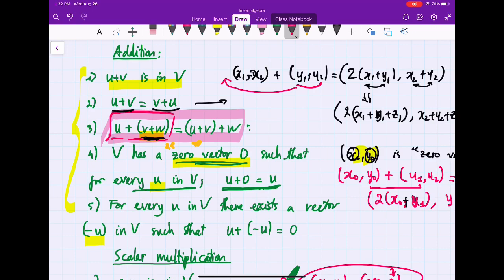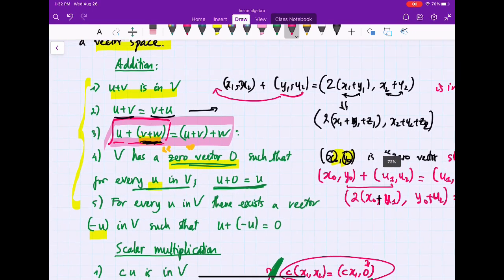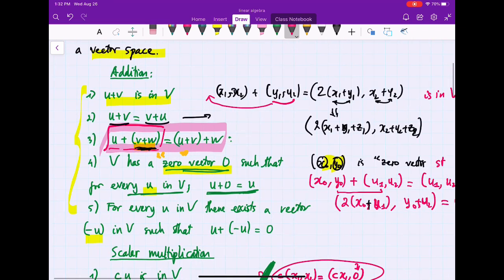Okay, so I think that we understand the definition of a vector space, and we know whether a set is a vector space or not. It depends on the operations, addition and scalar multiplication, and on how we define those operations.